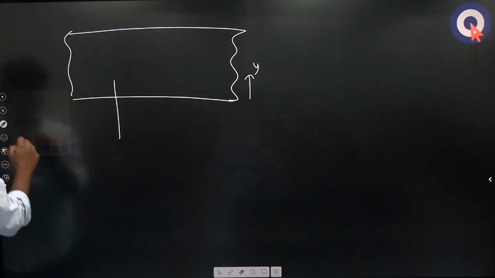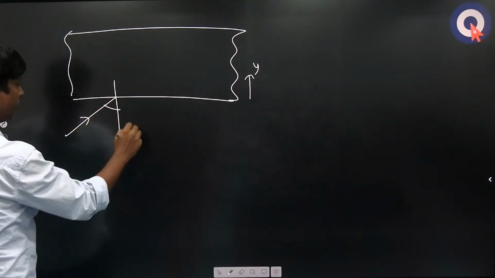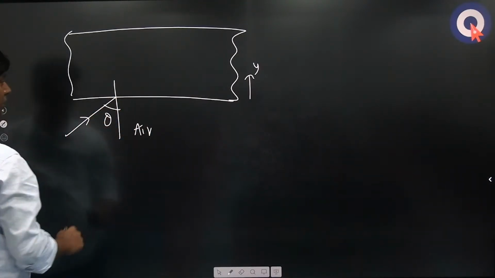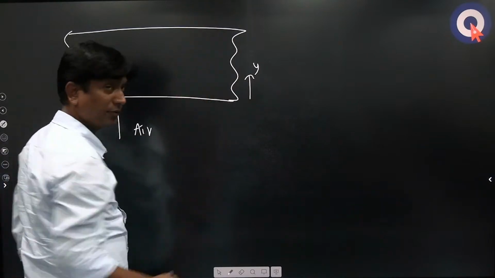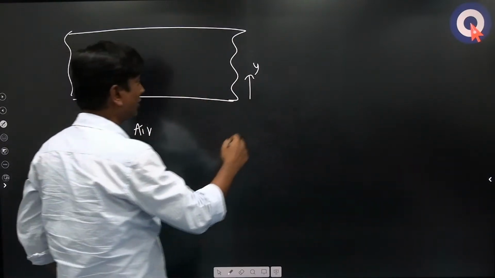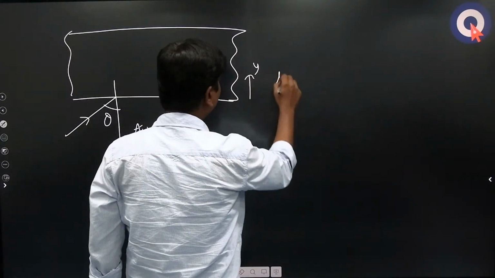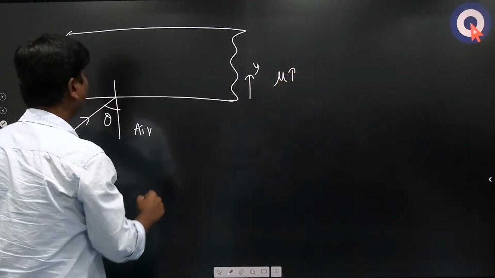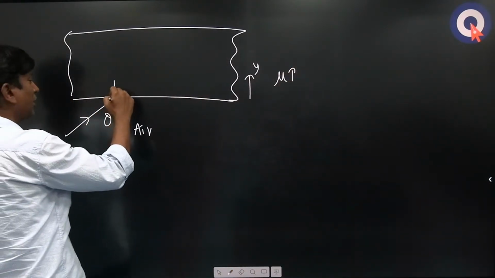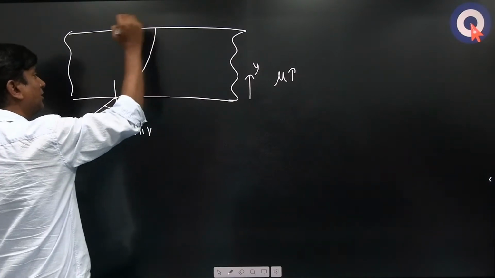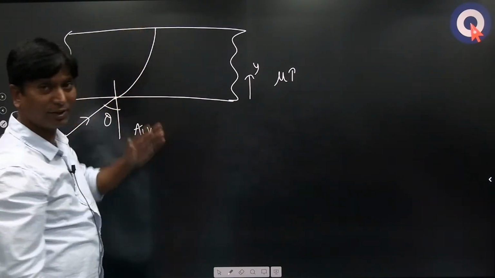Assuming that this is from air, it enters at an angle theta, and as you are going up, refractive index is increasing, let us say. Okay. As y increases, nu also increases. So definitely when it is increasing, it is bending towards the normals. So you'll get something curve like this. Every time it is bending towards the normals.